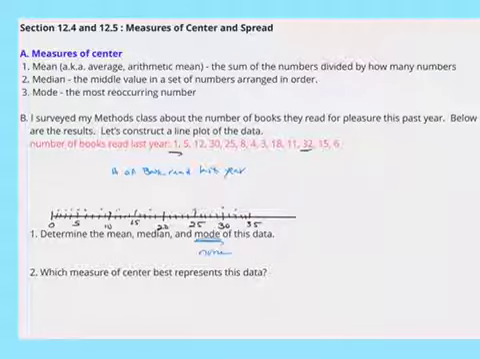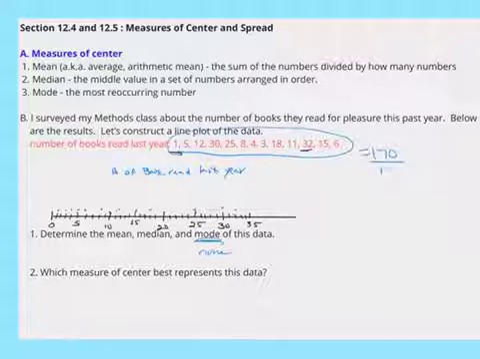Then I want to go ahead and determine my mean. To calculate the mean, what I'm going to do is I'm going to add up the numbers that I have here. That ends up equaling 170. And I'm going to divide that by the total number of items that I have, which is 13. And that's going to give me a mean value of 13.1 if I round it to the nearest tenth. So my mean value is going to be 13.1.